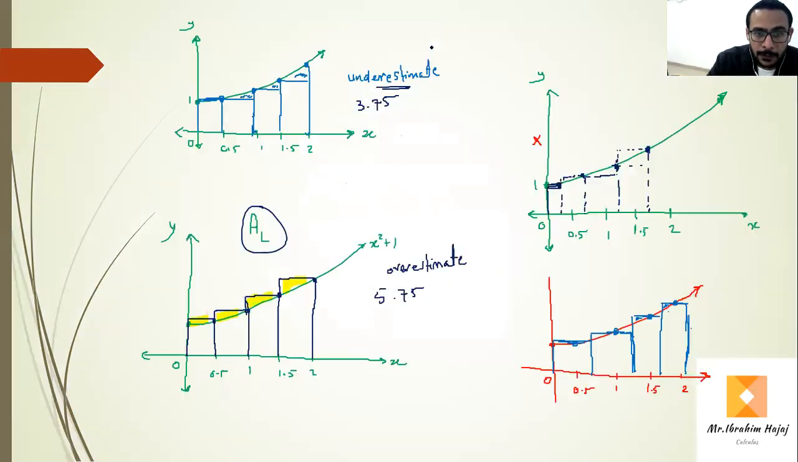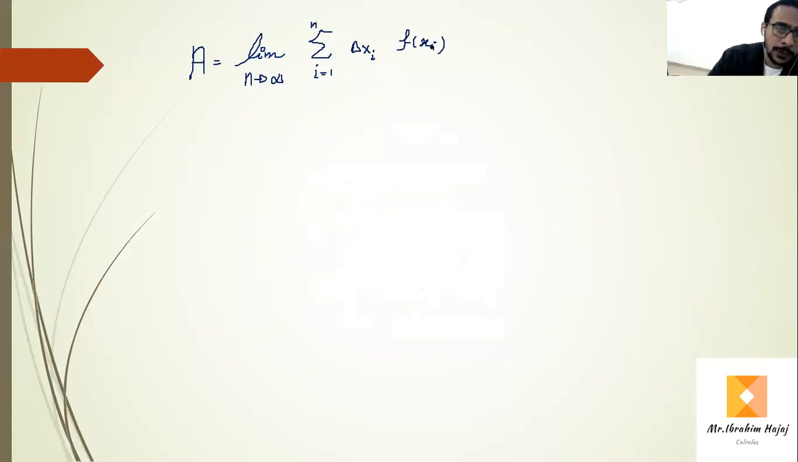Let's move back to my rule. This rule to find the area is called the definition of definite integral, using the definition of definite integral and Riemann sum. It has a limit and a summation. This symbol, sigma, means the summation notation, meaning the plus.